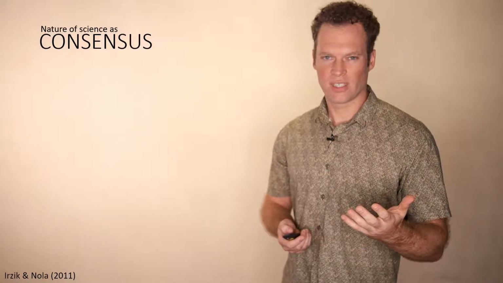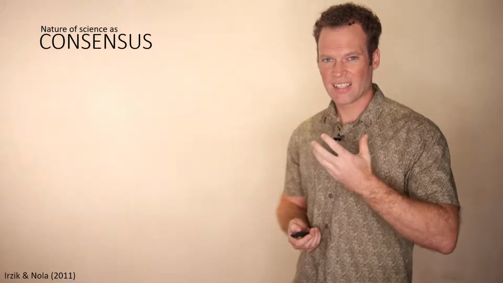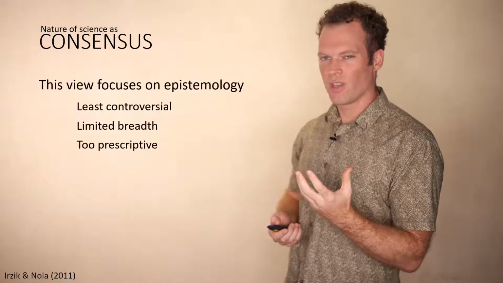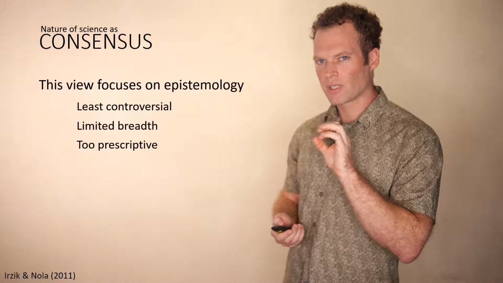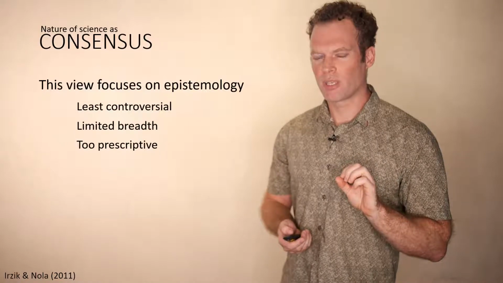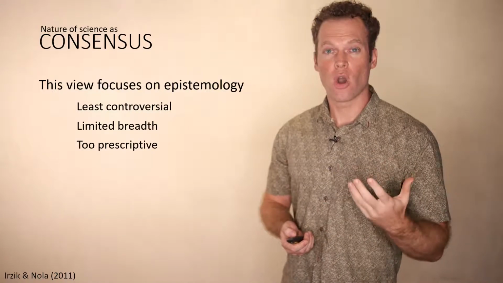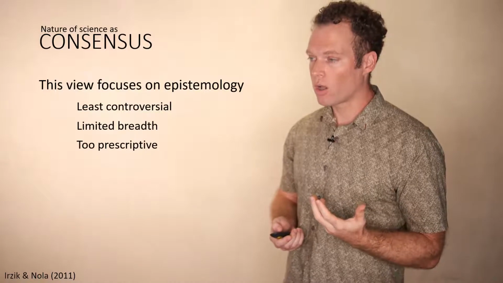Now, the model of the nature of science that was used in that experiment reflects a consensus view, and Erzik and Nola were a bit critical of this view. The model used in Kishfi's study, of course, was that science is tentative, empirical, inferential, subjective, and creative, right? And they regard that as the consensus view, and their criticism was first that it focuses pretty much only on epistemology, the way things are known.